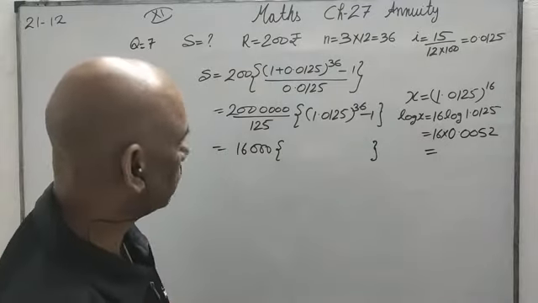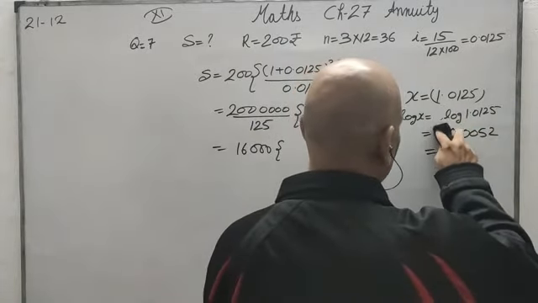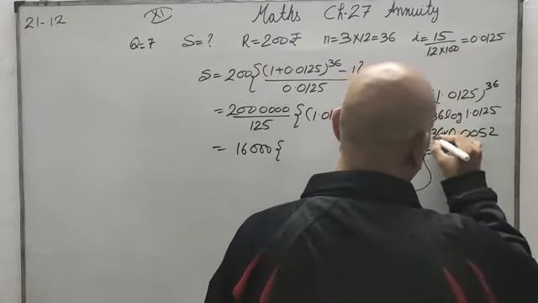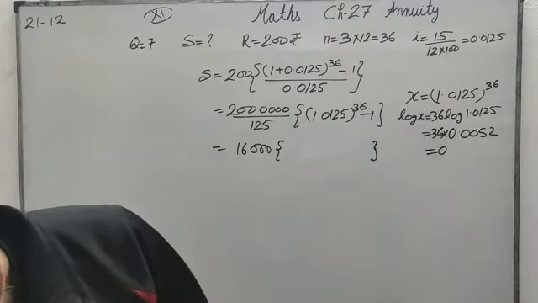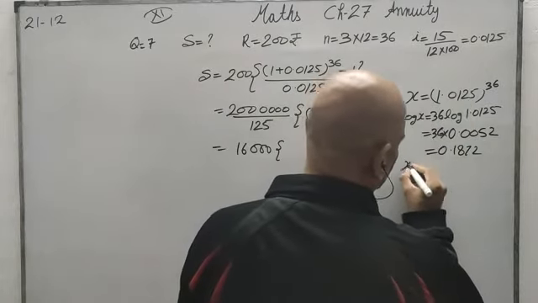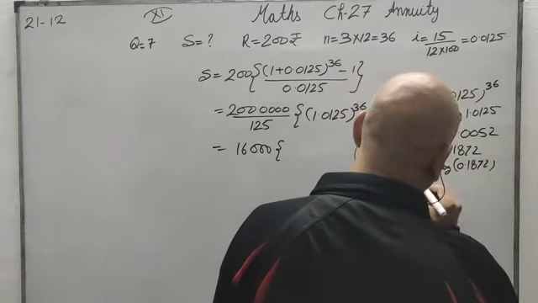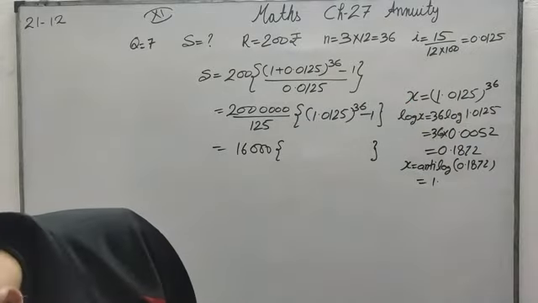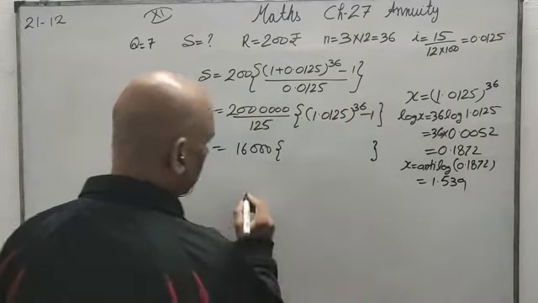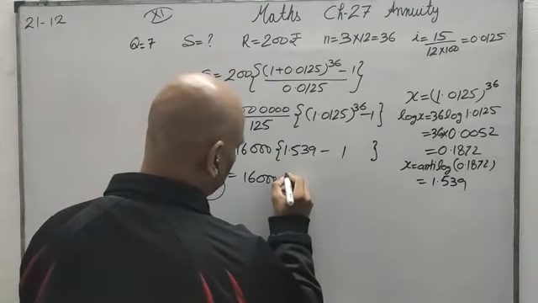So here it should be 36. Why have I written 16? Here it should be 36. So this will be 36, this will be 36, this will be 36, giving 0.1872. Then x will be the antilog of 0.1872, that is 1.539. So that 1.539 I will use here.